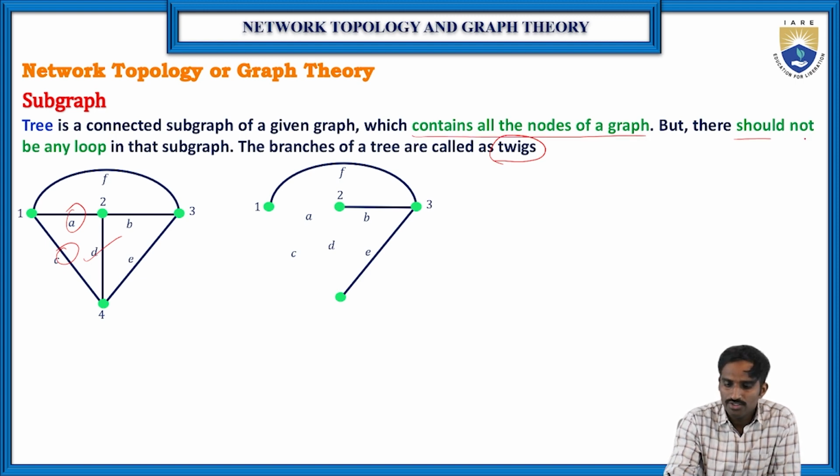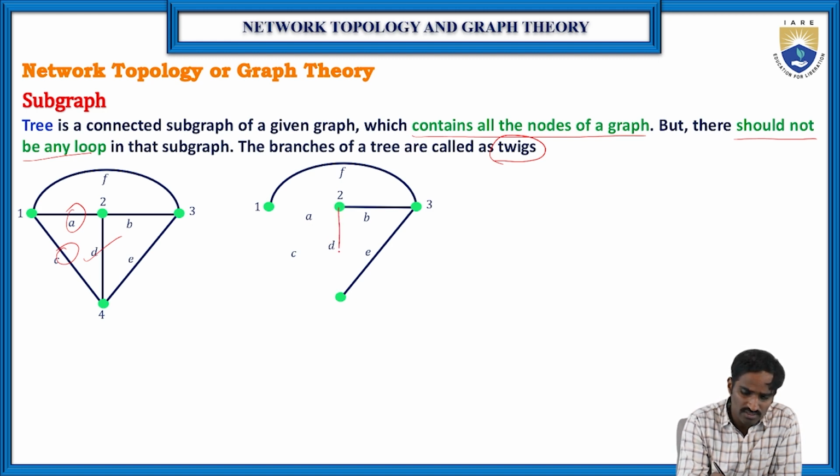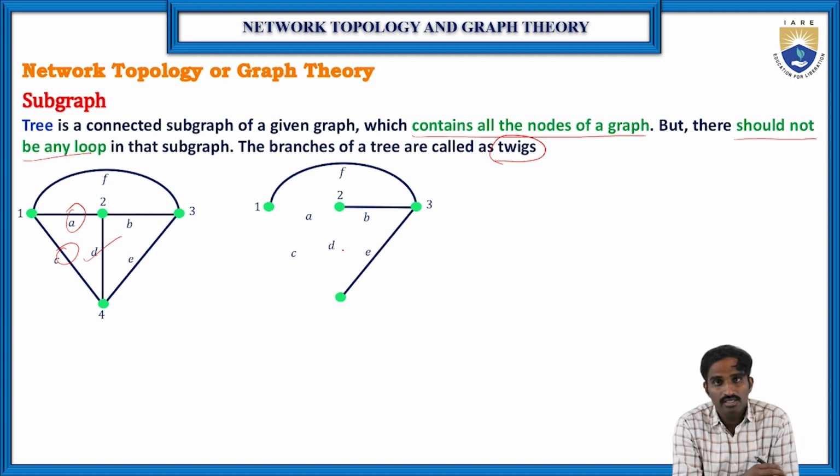Then there should not be any loop. Of course, here you can see there is no loop. Suppose if we are not removing this, let us consider D is there, then it is not a tree, because this is a closed path. So according to the definition, a subgraph that contains all the nodes and has no loop, we can call it a tree.